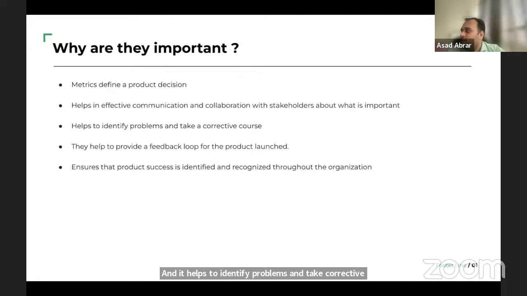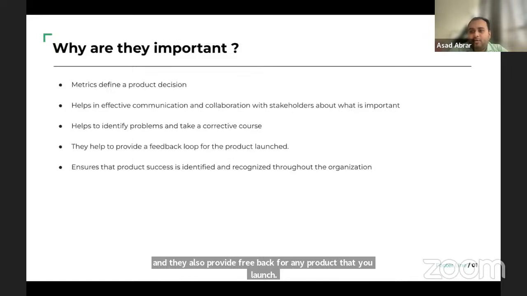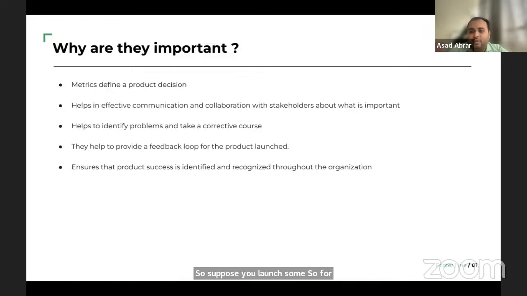If your daily active users are decreasing, then you will do something. There will be an RCA. That is typically one of the problems that defining a good metric solves for. And they also provide feedback for any product that you launch. For example, if Swiggy launched a new gamification feature, then they will see, hey, what is the daily active usage of that particular feature, right? So for any product that you launch, you have this metric, and this metric gives you feedback.